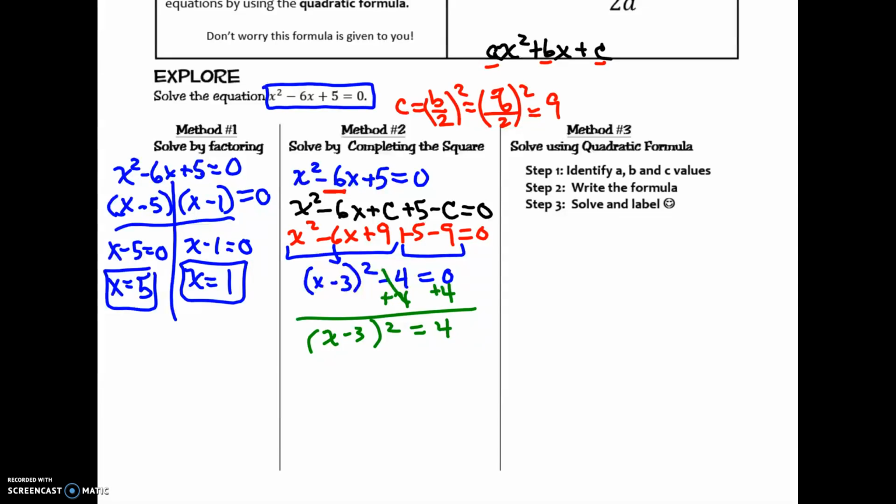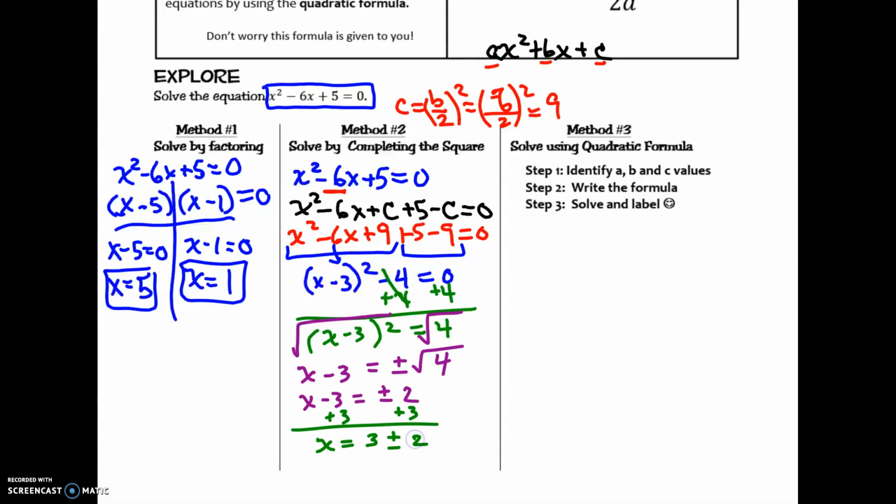I'm now ready to get rid of that squared, so I'm going to take the square root of both sides. Remember, a square root has a positive and a negative answer, so I need to make sure that I include both of them. So x minus 3 equals positive and -4. Now I know what the square root of 4 is, so I'm going to write that down. X minus 3 is equal to positive or -2. My next step would be to eliminate that constant of -3 by adding 3 to both sides. And x equals 3 plus or minus 2.